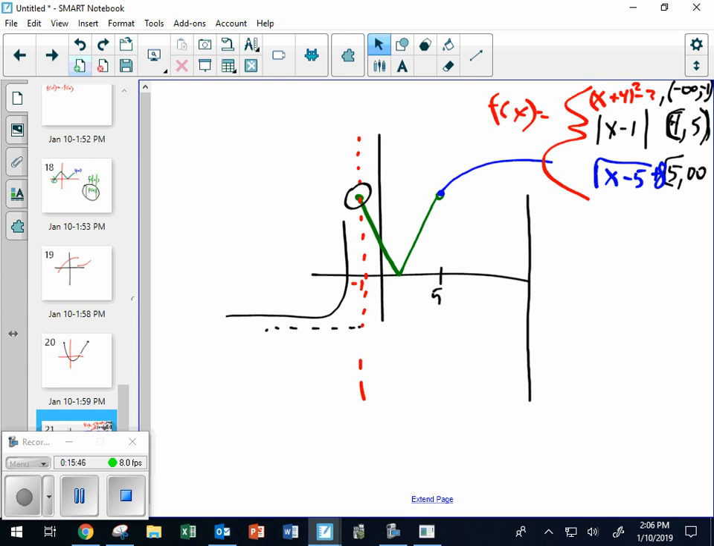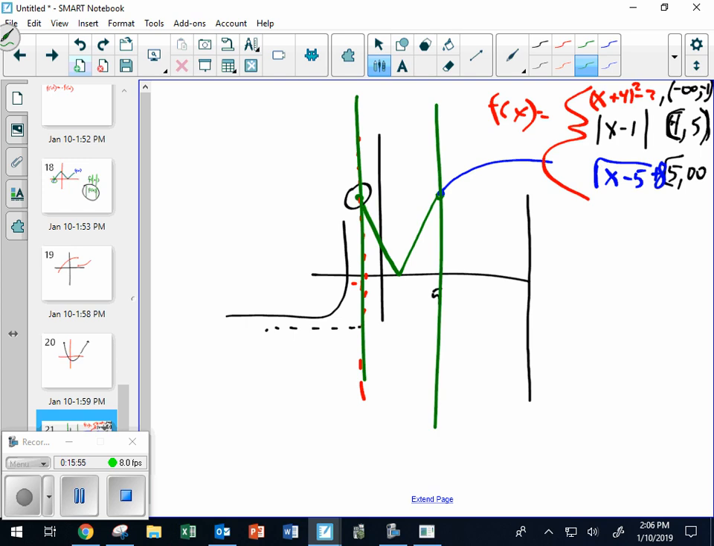That asymptote would only apply to the butterfly function. As soon as it switches gears to this next little zone here, that isn't an asymptote anymore because that's an absolute value function. It doesn't have asymptotes. Okay, so there's a little something about that.